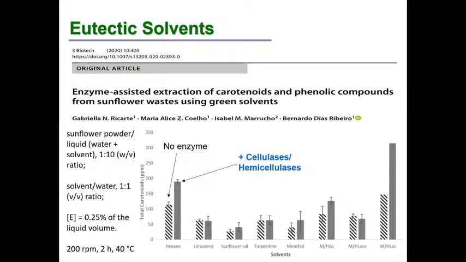So here all these conditions were fixed: a solid to liquid ratio of 1 to 10. The liquid here is the water plus the solvent. The proportion of solvent to water is 1 to 1. The concentration of the enzymes is 0.25% of the liquid volume, at 200 RPM, 2 hours, 40 degrees Celsius. And then we have different results.